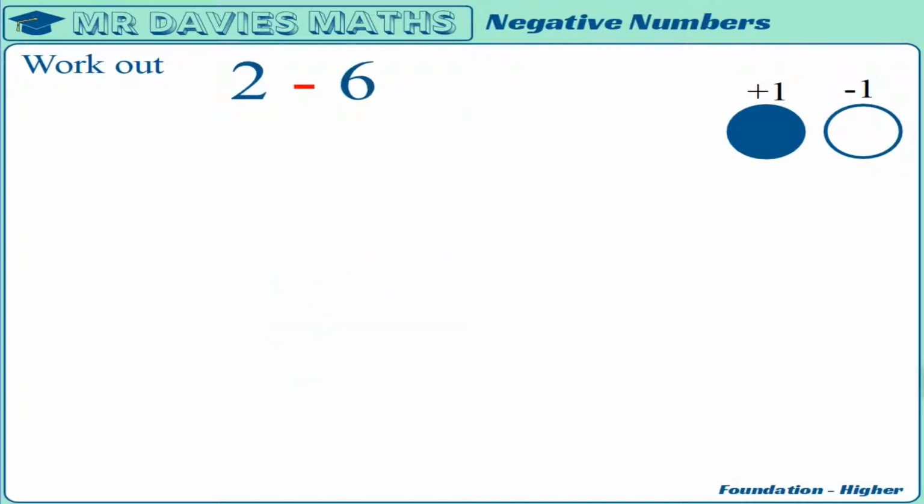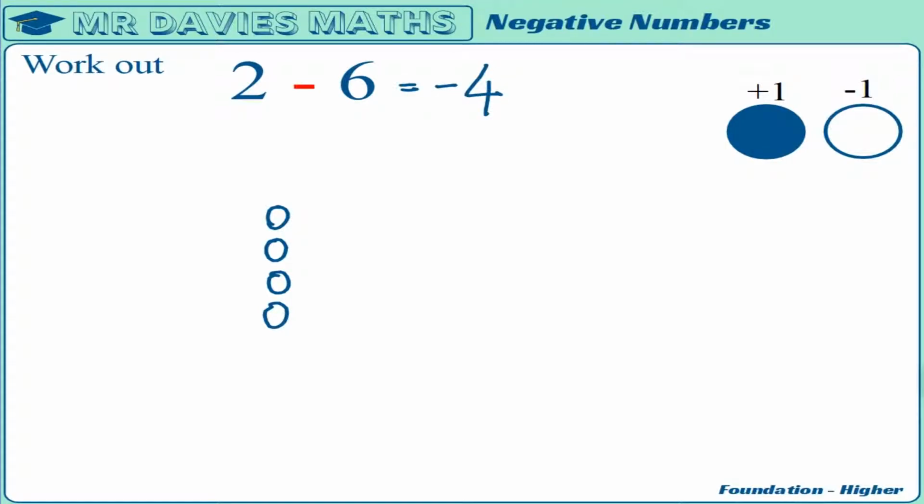Next question. So I start off with 2 positives, 1, 2, but apparently I need to get rid of 6 of the positives. I haven't even got 6 positives there, so I'm going to start off by adding 1 and a -1, 0. 1 and a -1, 0. 1 and a -1, 1 and a -1. Now I've got 1, 2, 3, 4, 5, 6 ones there. I can now get rid of those. So I get rid of 1, 2, 3, 4, 5, and 6. What am I left with? I end up with 4 empty circles, which is the same as -4.